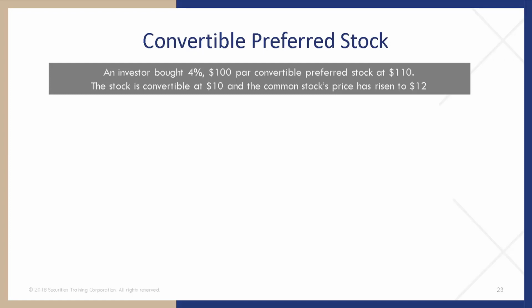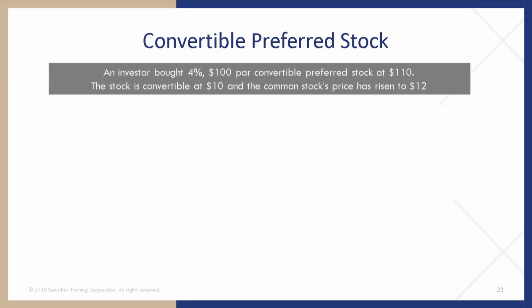Now, before we get to the rest of the slide, let's discuss convertible preferred in general. If you own convertible preferred and there is a 4% or $4 dividend, which is 4% of $100, regardless of what happens to the common stock price, you will receive those $4 as long as they can pay that dividend.